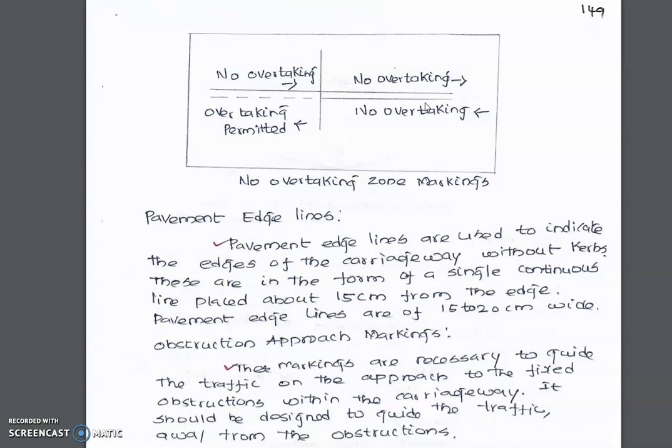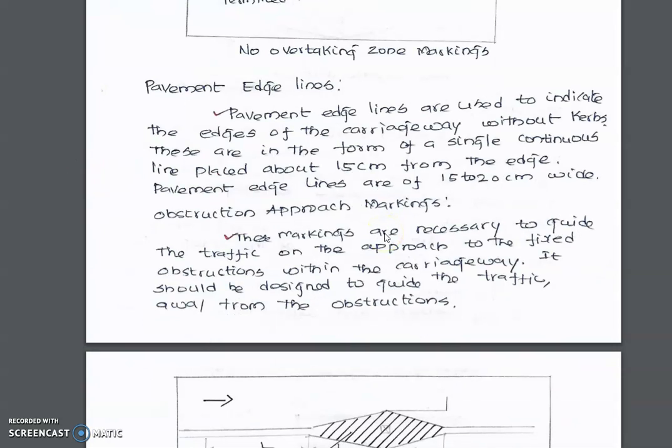Coming to the pavement edge line, the pavement edge lines are used to indicate the edges of the carriageway without curbs. These are in the form of a single continuous line placed about 15 centimeters from the edge of the pavement, 15 to 20 centimeters wide.